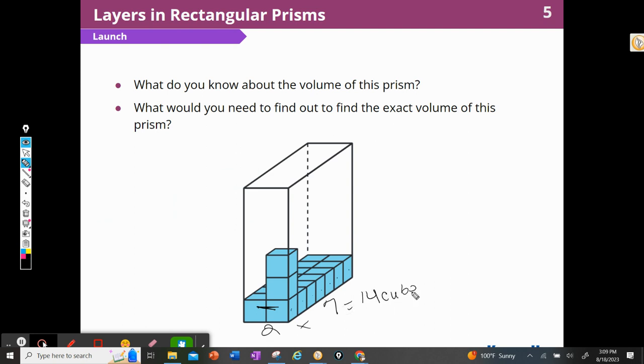I know that. What else do I know? I know that it's 1, 2, 3 high in its height, but I also know that it maybe could fit 3 more or maybe 2 more. I don't know. I need to know how many more it could fit going up, or how many layers I could build in order to fill up that prism, in order to find out the volume of that prism. I can't see how high it is because we have some missing ones there.